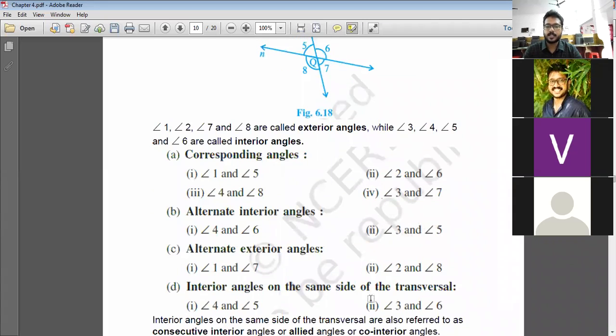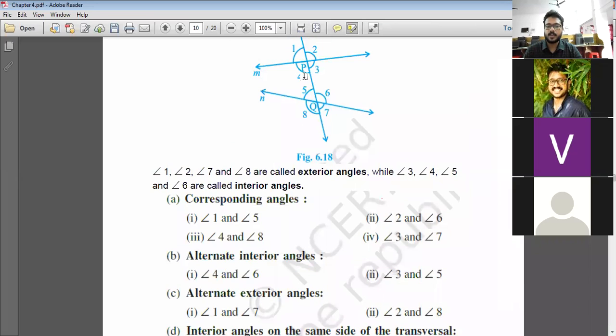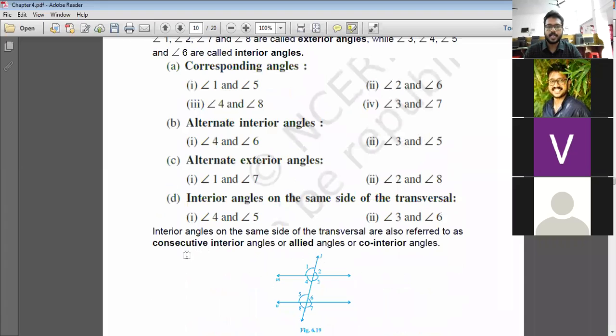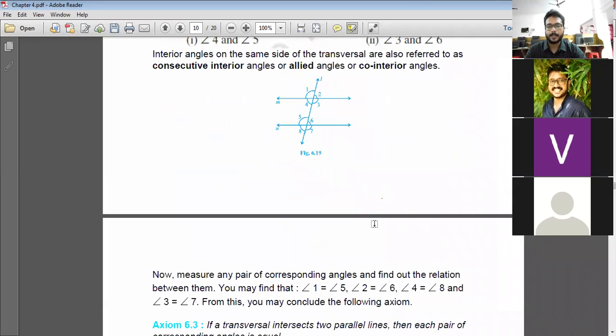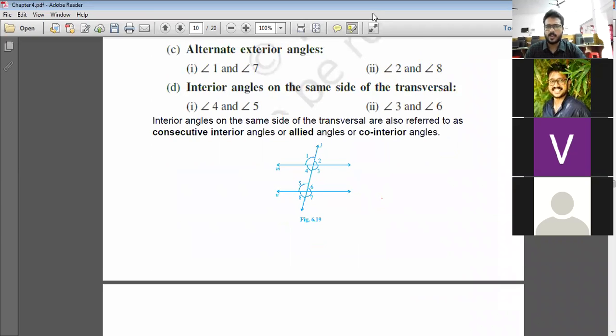Now, interior angles on the same side of the transversal are 4 and 5, and 3 and 6. These interior angles on the same side are also known as consecutive interior angles. Only for your information I told you all this, because we will be dealing with it in detail tomorrow. So learn well and come tomorrow.